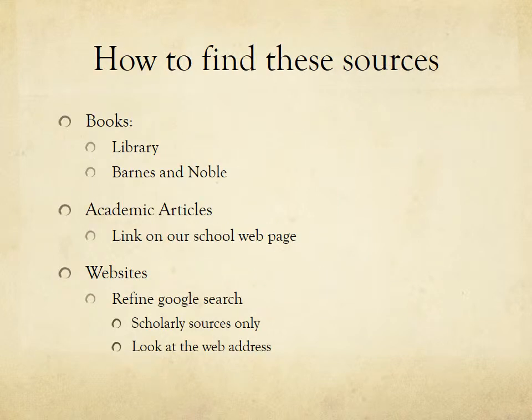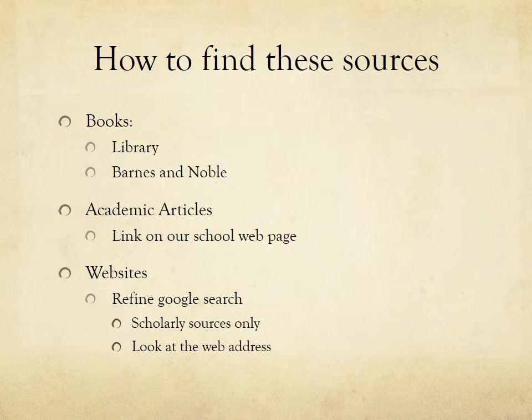So how do we find these sources that we need to look at? We're going to look for books in the library and Barnes & Noble. Both those places tend to have people who can tell you which sources are going to be most credible and can assist you in looking for what you need with your topic. Academic articles are going to be found with links on our school webpage. On our homepage, just go to For Students, and right there will be a link to academic articles where you will sign in with your EID.